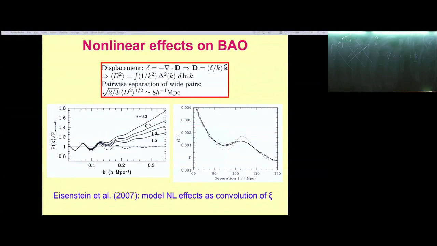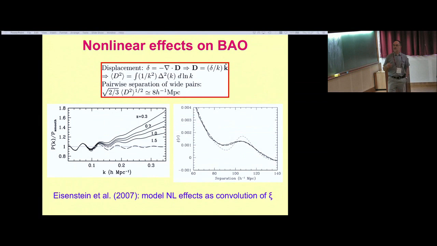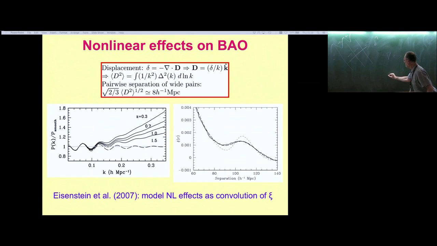you can see immediately that you can just write the displacement d as the density disturbance divided by the wave vector in amplitude. So you can figure out the RMS distance over which matter particles have moved. It's just putting that 1 over k squared weighting into the integral over the whole power spectrum. And now, if you think about a pair of galaxies separated by 150 megaparsecs, each of these has a displacement d, and at sufficiently large separations, these can be treated as uncorrelated.